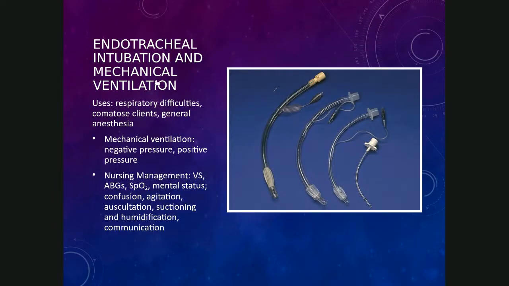So endotracheal intubation and mechanical ventilation. You'll use these devices in situations where there's respiratory difficulties, if the patient is comatose, and under general anesthesia when you're having a procedure. Okay. Mechanical ventilation, it's negative pressure and positive pressure. It can be anything from BiPAPs and CPAPs.